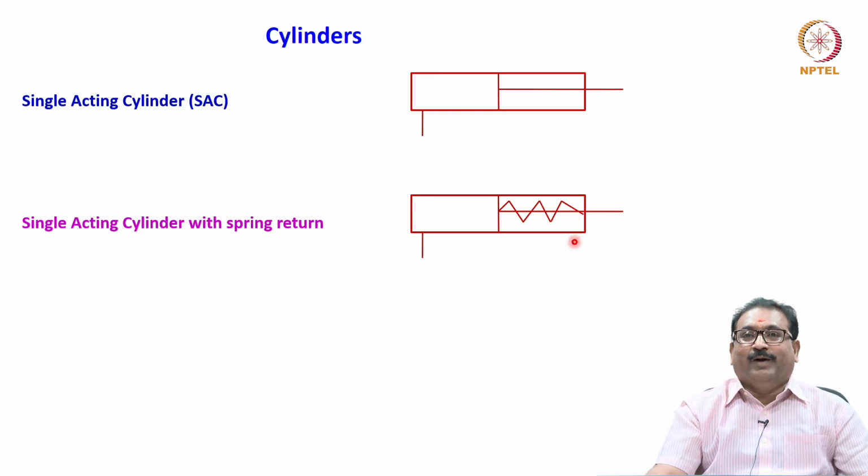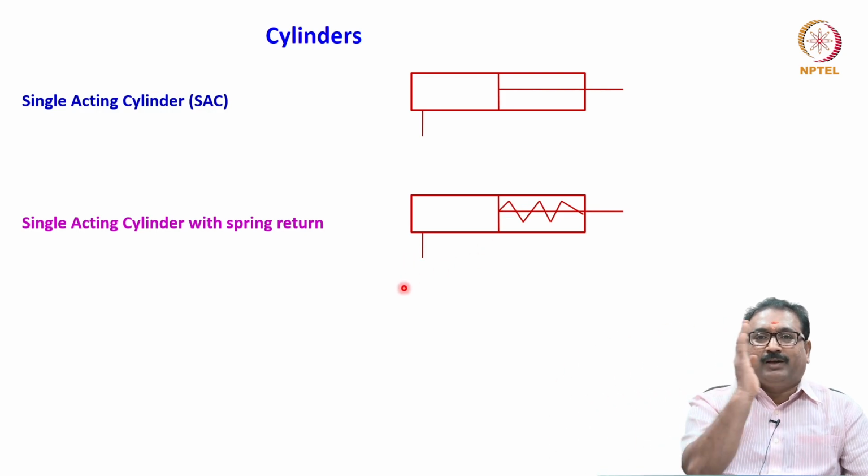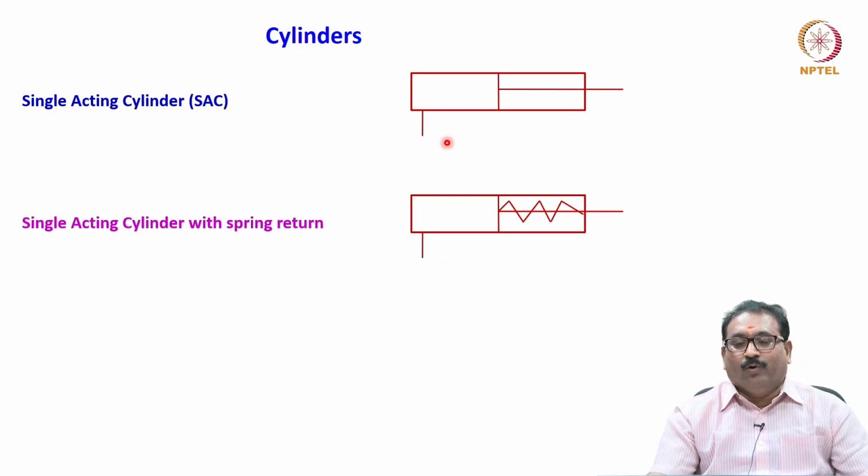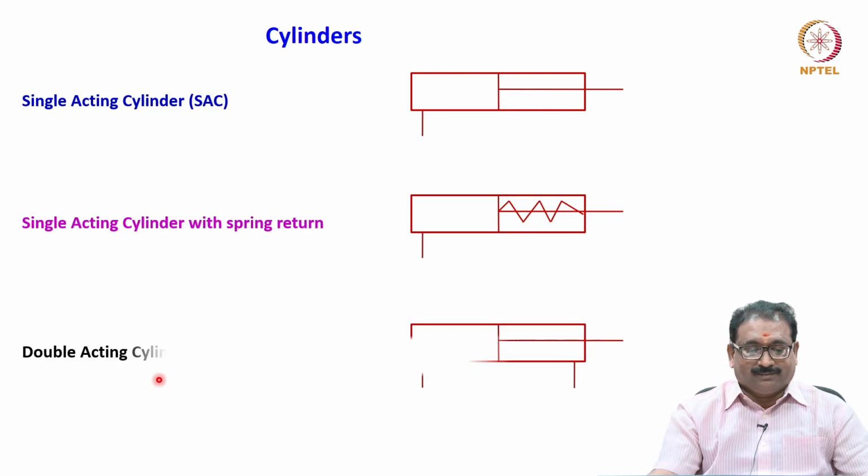But here no need to worry, in horizontal position also you will use. Only extension; once you cut off the fluid, the spring will push back to the normal position. How to represent, you will see. Both are single acting cylinders, with spring and without spring. This is with spring and without spring.